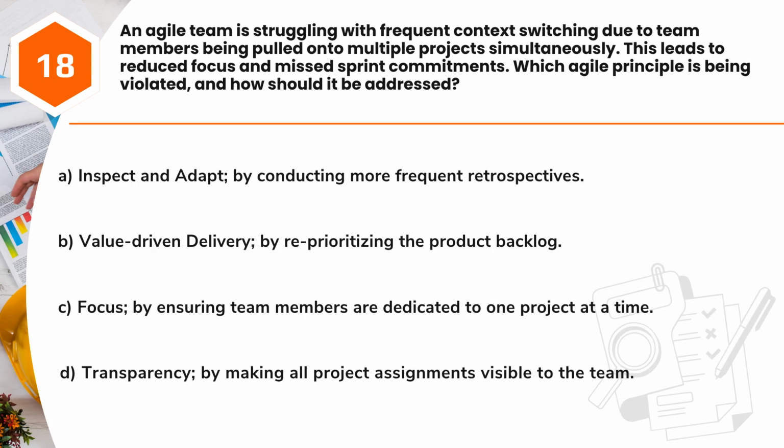Question 18. An Agile team is struggling with frequent context switching due to team members being pulled onto multiple projects simultaneously. This leads to reduced focus and missed sprint commitments. Which Agile principle is being violated, and how should it be addressed? A. Inspect and adapt, by conducting more frequent retrospectives. B. Value-driven delivery, by reprioritizing the product backlog. C. Focus, by ensuring team members are dedicated to one project at a time. D. Transparency, by making all project assignments visible to the team.